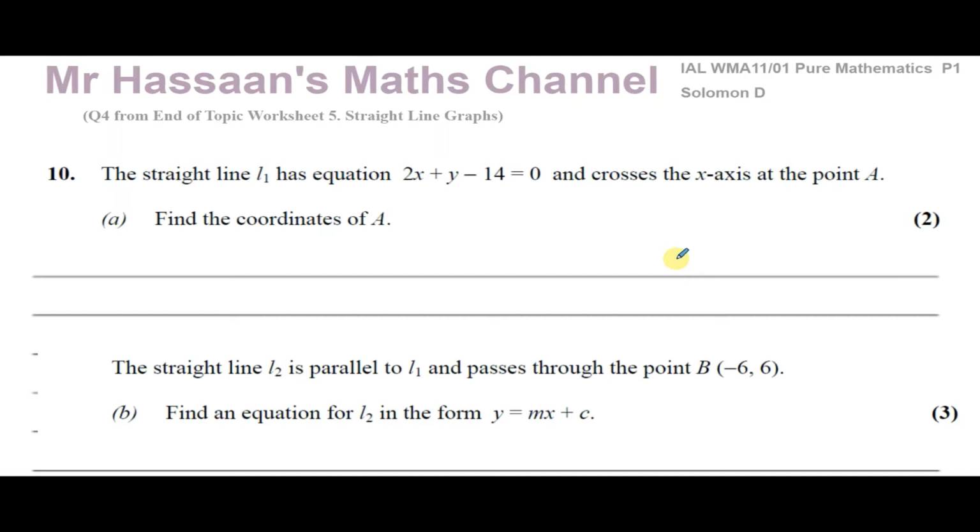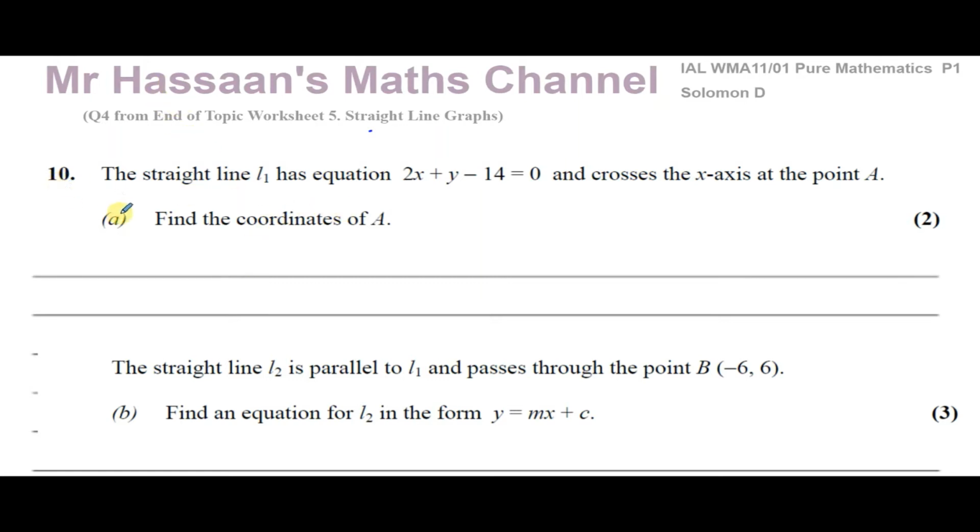This is question number 4 for my end of topic worksheet, number 5, called Straight Line Graphs, for my P1 collection at school. And this is a question that a student has asked me. He asked me actually part D, but just for completeness sake, I will answer the whole question.